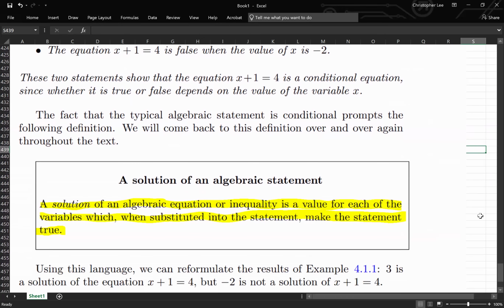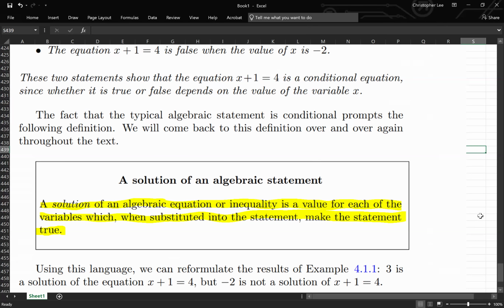So, a solution of an algebraic equation or inequality is the value for each of the variables, which, when substituted into the statement, makes the statement true, right? Low key, this is how I never get a question wrong in math, using this one statement right here. Whatever answer I find, I plug it in and make sure that it's true. If it's true, I know the answer is right and I'm done. You just plug it back in.